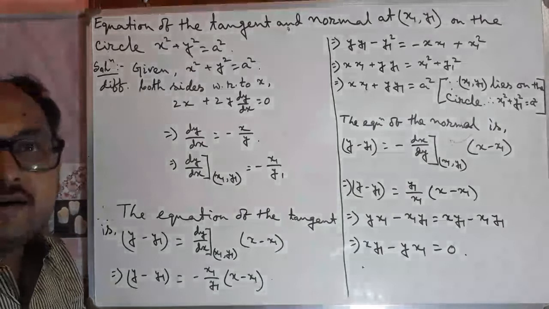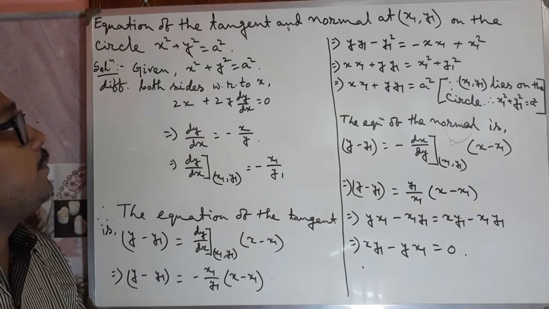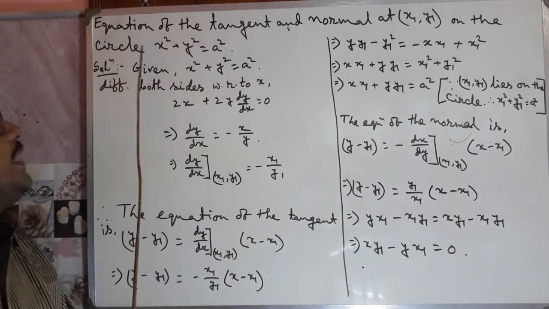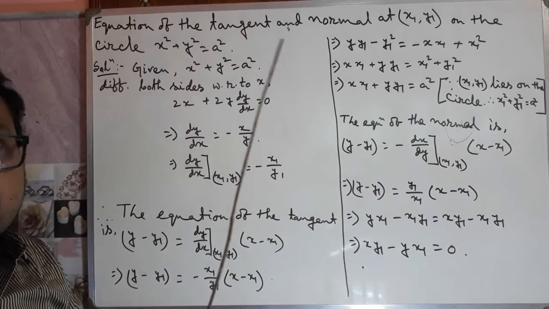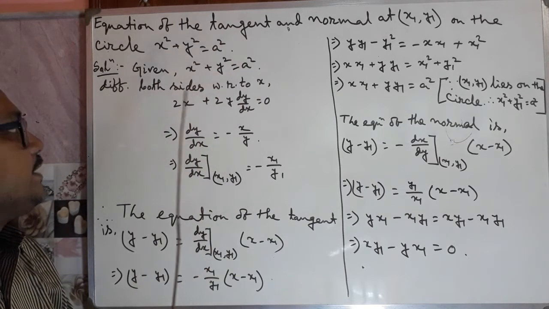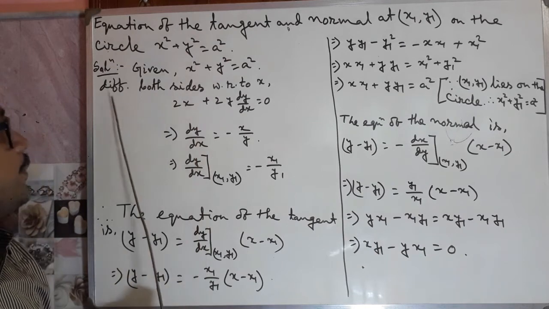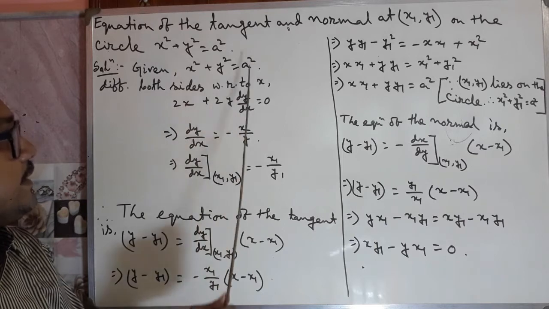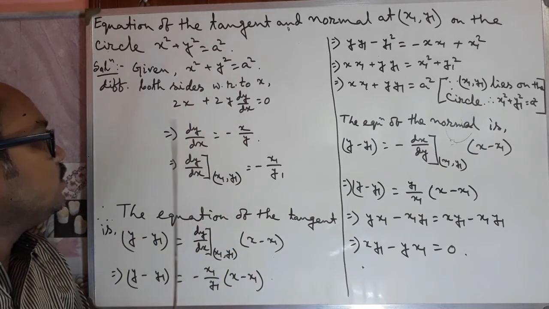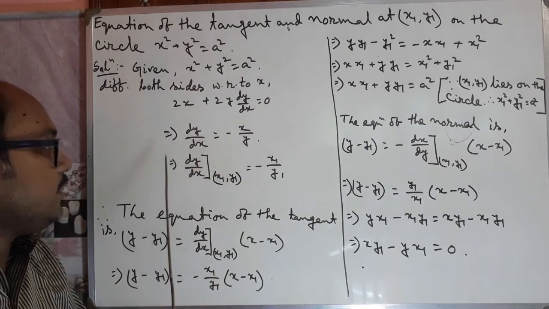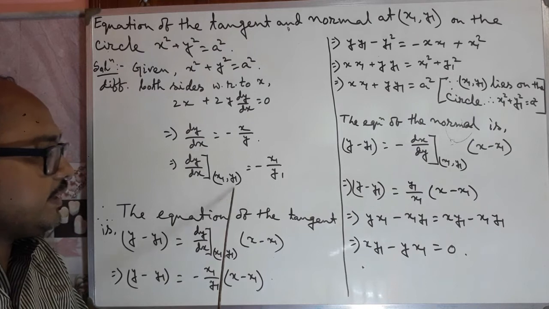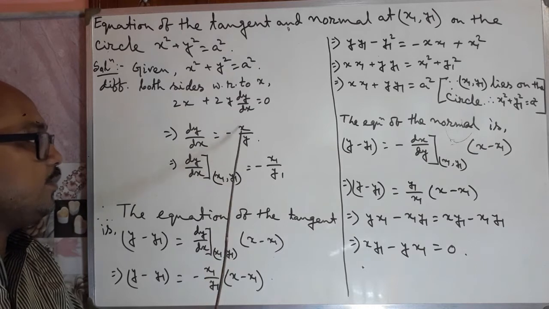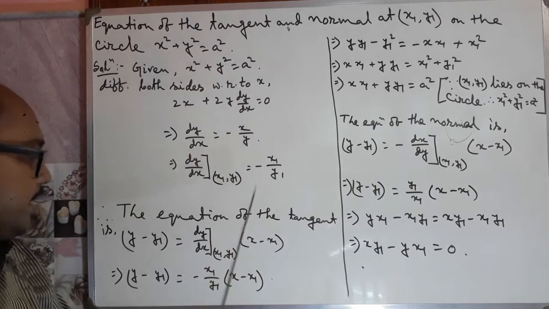We are going to find the equation of tangent and normal at the point x1, y1 on the circle x square plus y square is equal to a square. So this is the given equation, x square plus y square is equal to a square. Differentiating both sides with respect to x, what do we get? 2x plus 2y dy dx. A is a constant term, so its derivative is 0. So dy dx is equal to minus x by y. So dy dx at the point x1, y1 is minus x1 by y1, putting x1 in place of x and y1 in place of y.